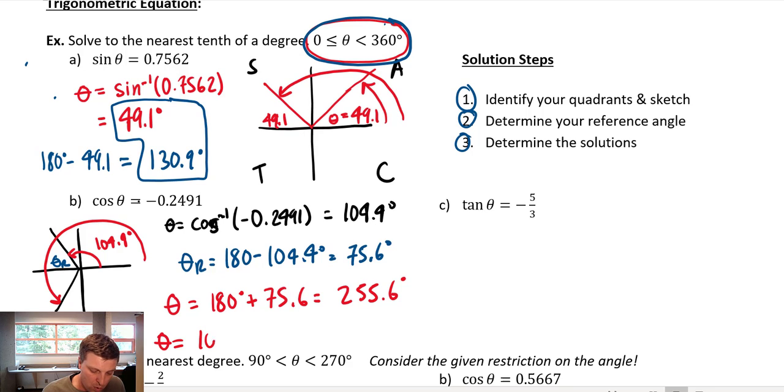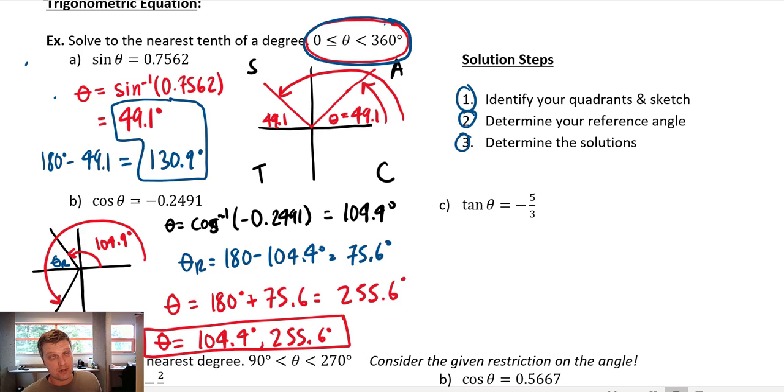And so there's two answers for theta. Theta can be 104.4 degrees, like I found originally, or 255.6 degrees. And those are my two solutions. You'll notice that it was a negative, and I got answers in the second and the third quadrant, which is kind of what I expected.